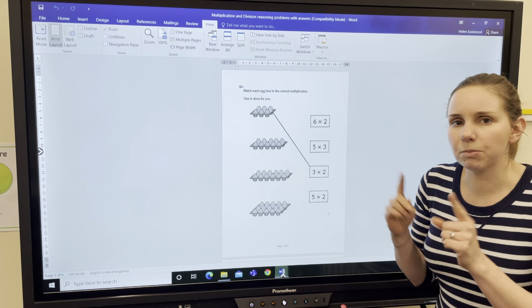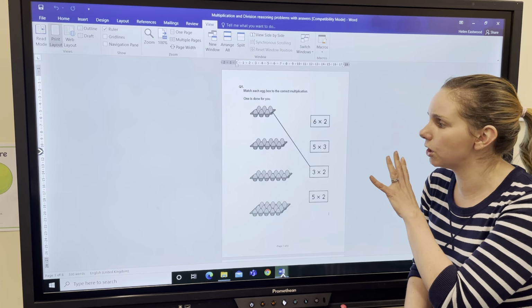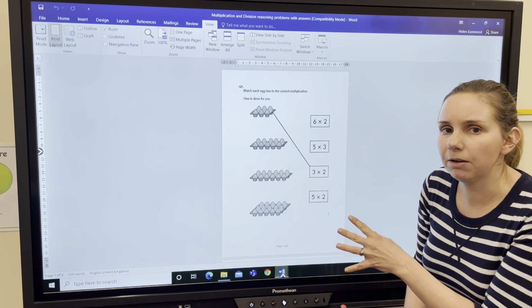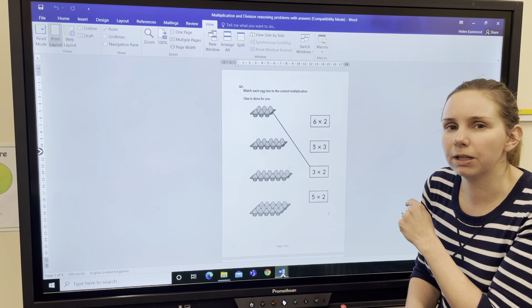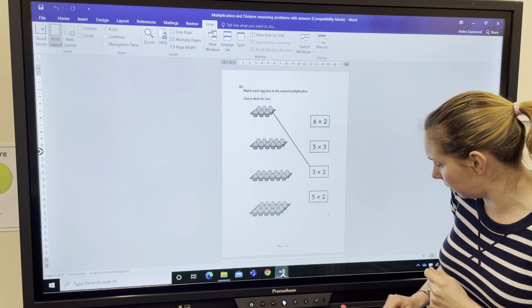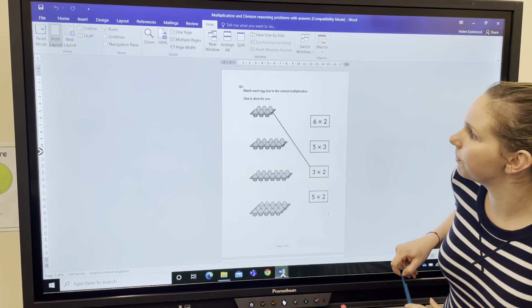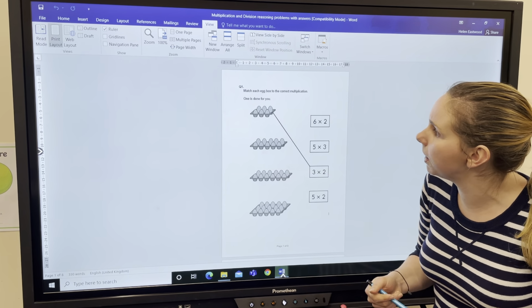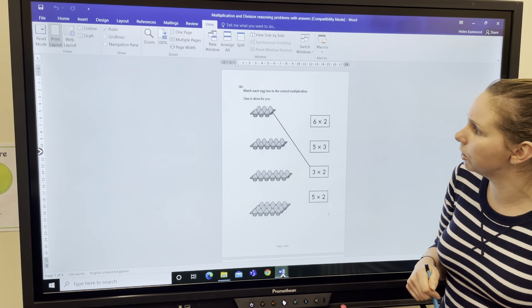Now, today, I'm going to go through the answers. So if you haven't done the task on the Wakelet yet, or in your activity pack, do that now, and then come back to check how we work them out, because I think that's going to be more useful today. So let's have a look. Really important with our problems that we're reading the questions. So question 1, match each egg box to the correct multiplication.